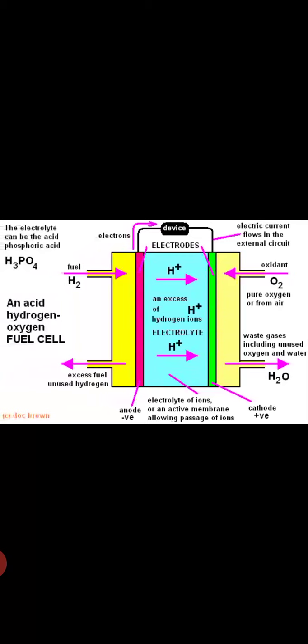Next, hydrogen and oxygen gas are bubbled into the electrolyte through the porous carbon electrodes. You can see we pass the oxidant, oxygen gas, pure oxygen or from air, and the fuel, hydrogen. From one side hydrogen gas is passed, and from the other side oxygen gas is passed. The water is released as a byproduct. For that reason this fuel cell was used in the Apollo spacecraft, because the water released as a byproduct was used for drinking by the astronauts who go to space.